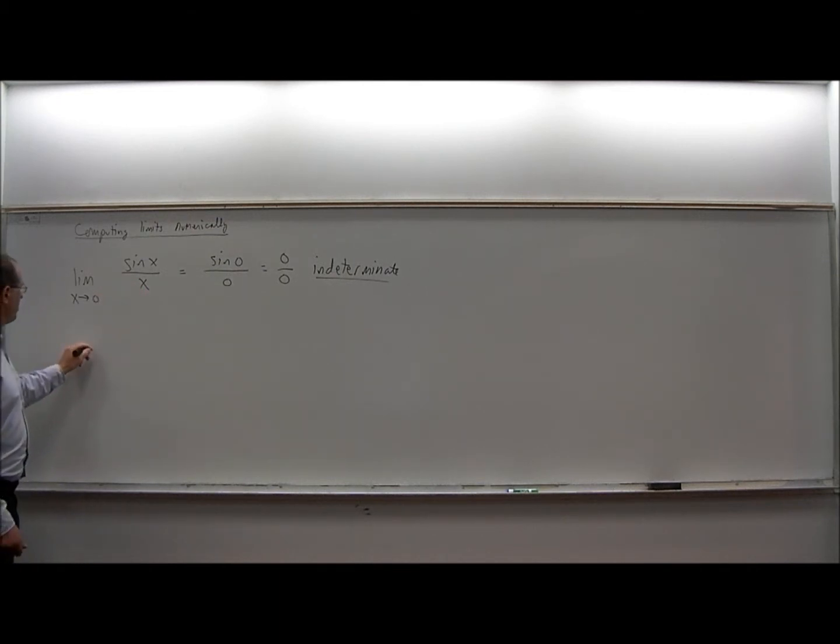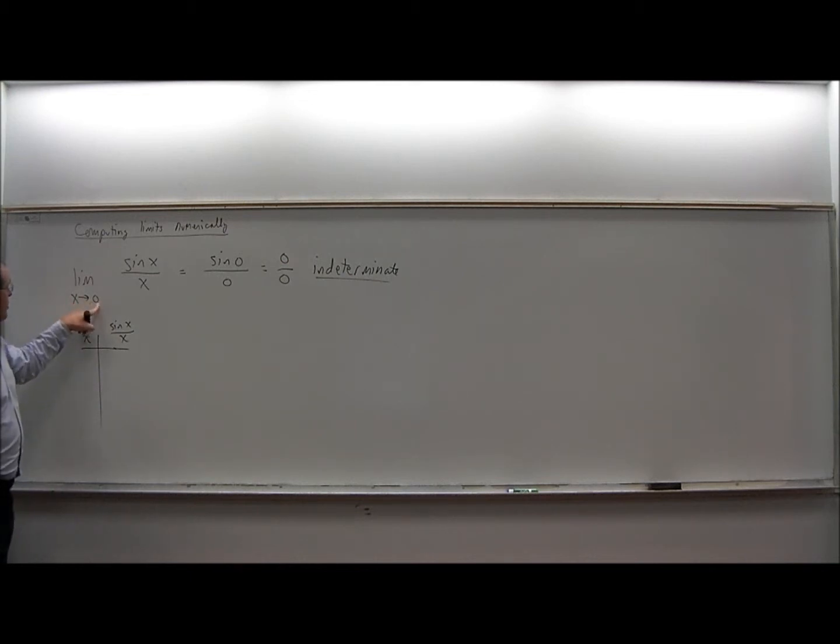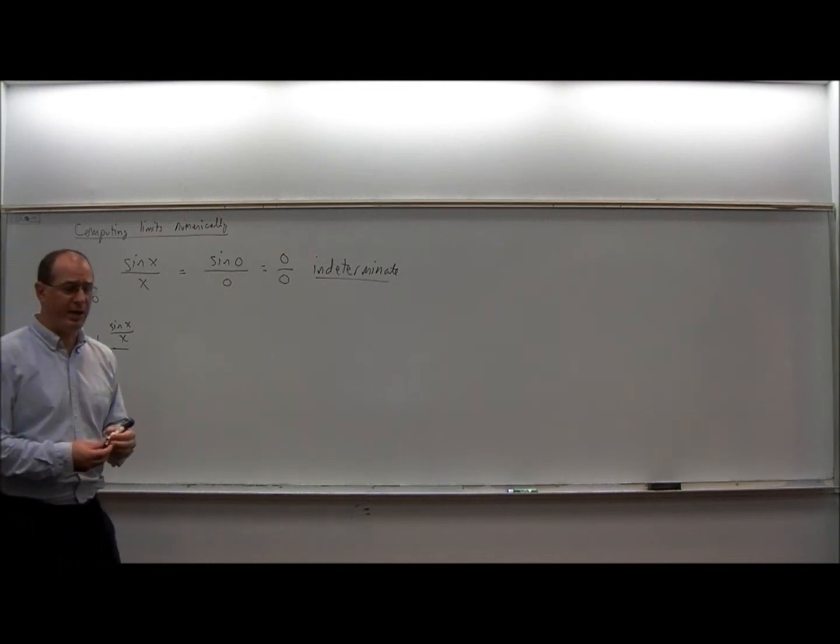So I'm going to make a table of values. I'm going to pick values of x, and then I'm going to compute values of sine x over x. The values that I want to pick are supposed to represent what's happening here. What is x doing? x is approaching 0. So I should pick values of x that are close to 0. For starters, I'll pick something like 0.5, and then I'll use my calculator to compute the sine of 0.5 divided by 0.5.